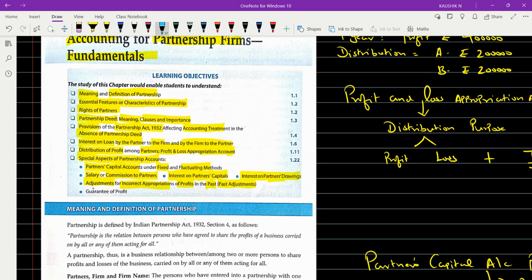We have used the word adjustments, for incorrect appropriations of profits in the past. That is in the earlier past. Last year, we would have made some errors or mistakes which would have come to our notice in the audit. So we might not have been in a position to take corrective action during that year. So we need to correct it in the very next year.